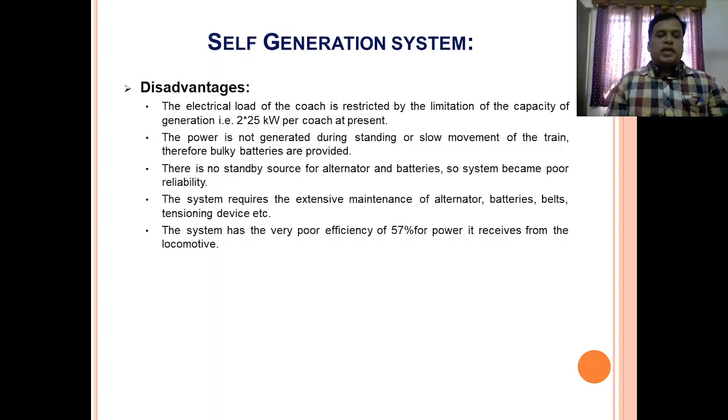The system requires extensive maintenance of the alternator, batteries, belts and tensioning devices, etc. All these are disadvantages, as more mechanical strength will be involved, as well as the mass of the train will be more, and therefore the efficiency will drop down to 57% of the power received from the locomotive.